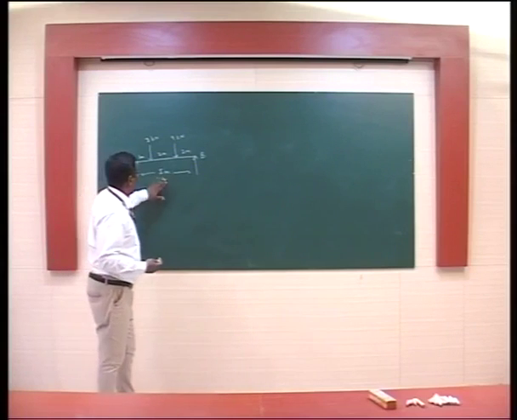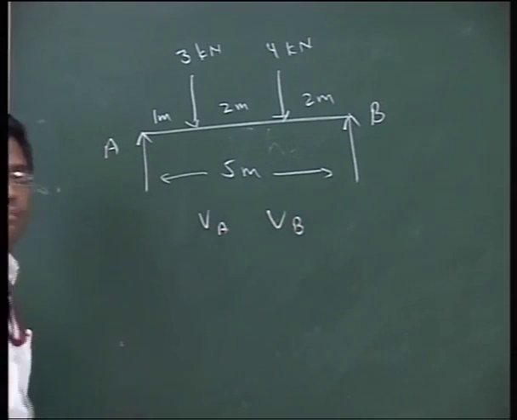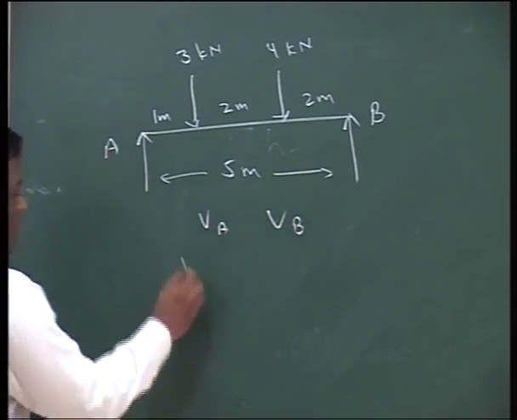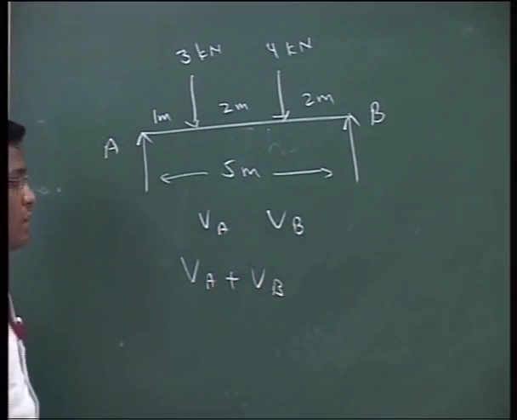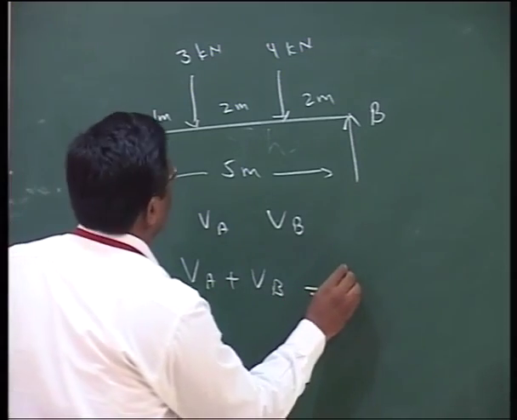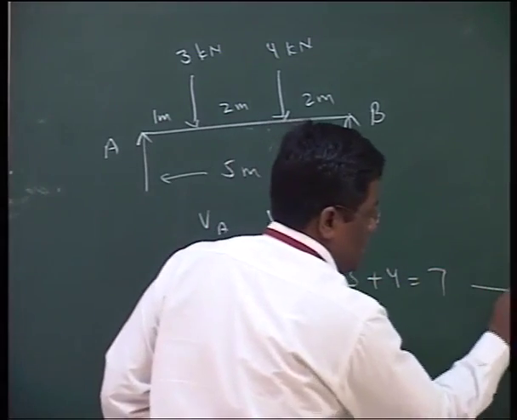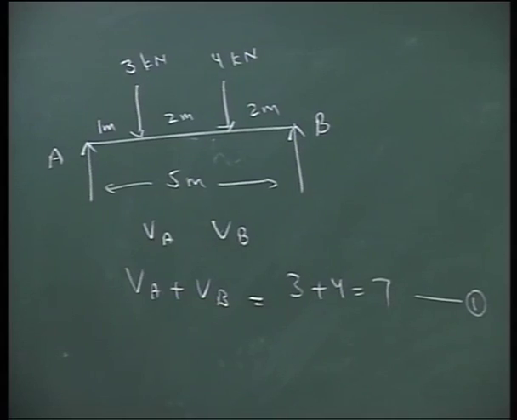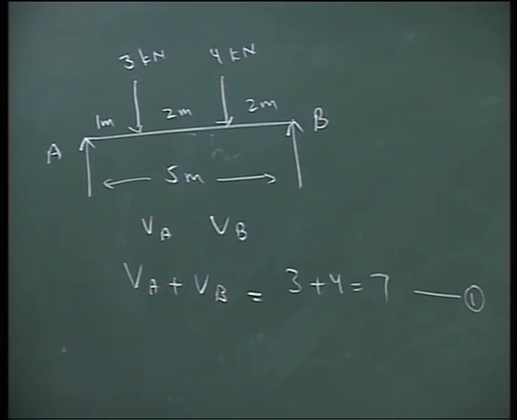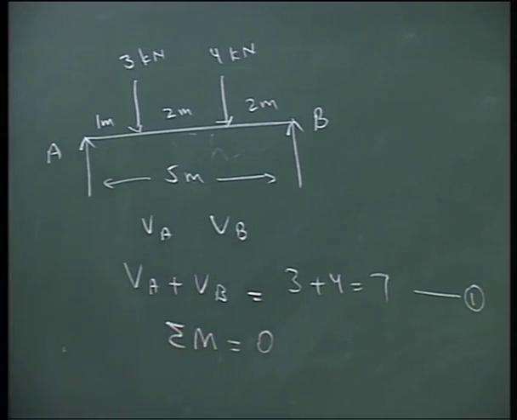Now, first of all, we don't know the values of VA and VB. We know from the equation of equilibrium, sigma V equals 0, that VA plus VB will be this. So we can term it as equation number 1. Now the point is that we actually want to know the magnitude of VA and VB separately. For that we will use the equation sigma M equals 0.